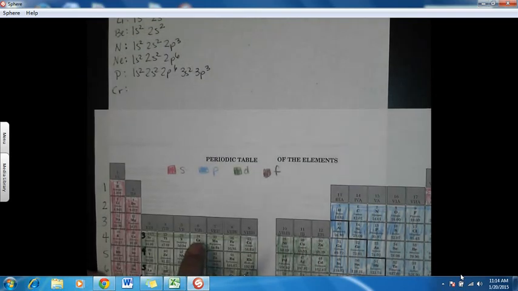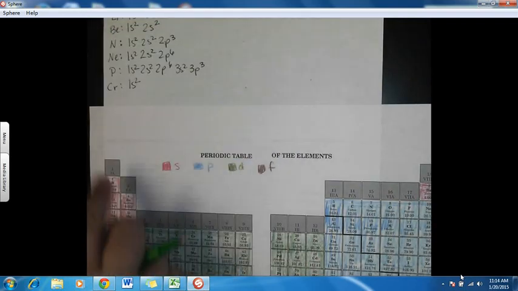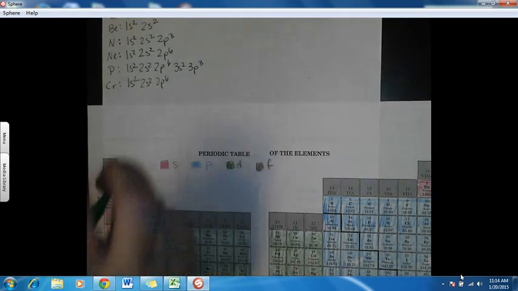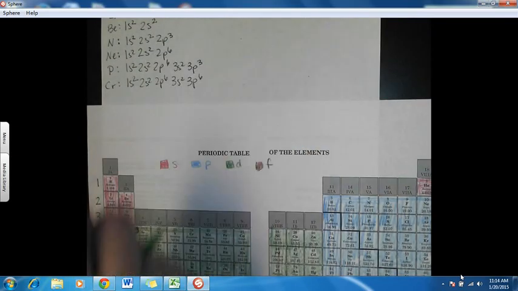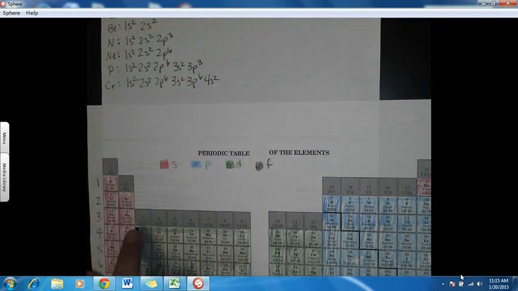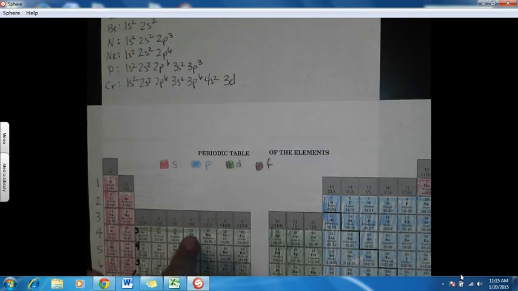Alright, well, let's see how these D's work. Let's do chromium, Cr. It's all the way down here. Alright, so we have 1s2, always from the beginning, 2s2, 2p6, 3s2 right here, 3p6, 4s2. Now here's where it changes up. Remember, this is 3d, and it's 1, 2, 3, 4. That's the fourth one in the 3d.